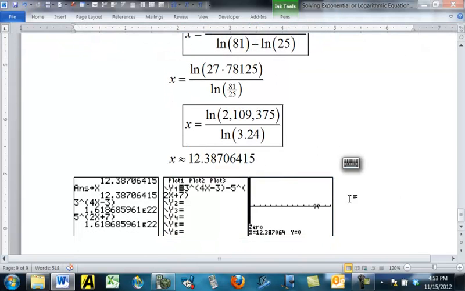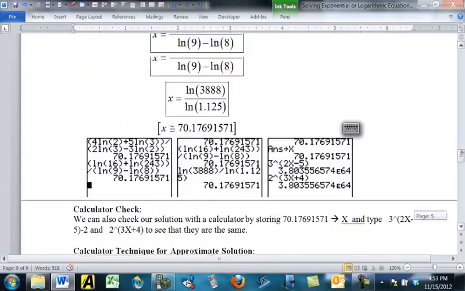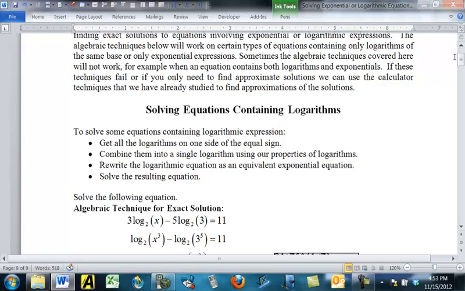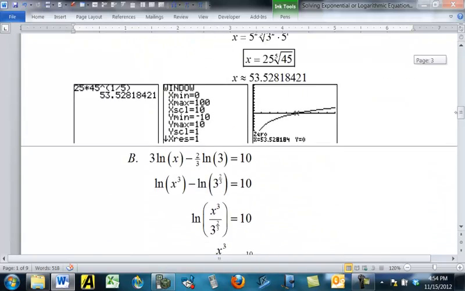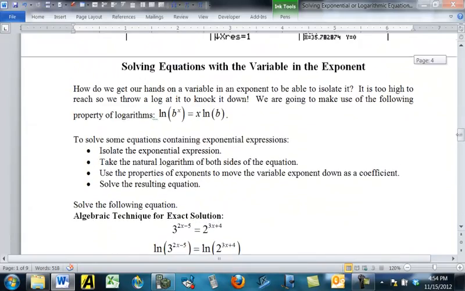We were able to compute the answer we needed. Okay, so that gives you some examples. Let's just review the algebraic techniques. If you have logarithms, get all the logarithms on one side of the equal sign, combine them into a single logarithm if possible using our properties of logarithms, rewrite the logarithmic equation as an equivalent exponential equation, and solve that resulting equation. There are several places this could give you problems. If the logarithms can't be combined into a single logarithm, then this technique's not going to work. Or if the resulting equation is not solvable by other techniques, you're in trouble. In those cases, you have to resort to another technique.